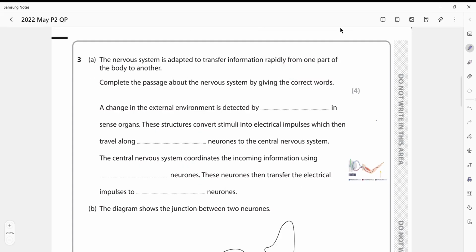All right, the nervous system is adapted to transfer information rapidly from one part of the body to another. Complete the passage about the nervous system by giving the correct words.